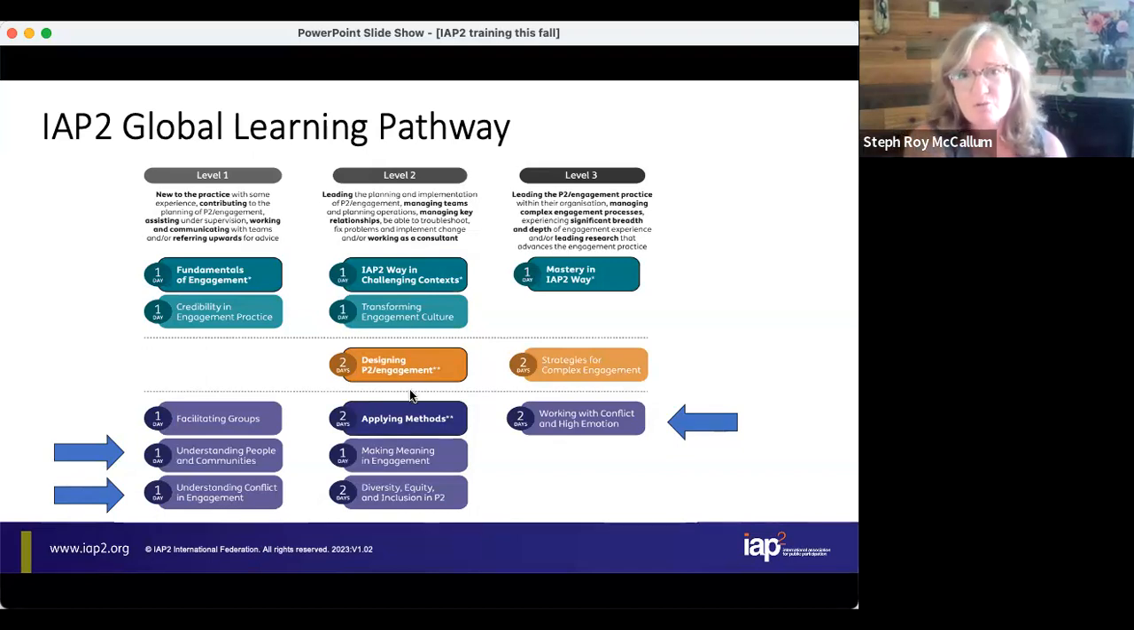If you're a level 2 participant, those are folks who are leading engagement activities. You're often managing teams and managing processes. And sometimes you're working as a consultant, but oftentimes you're experiencing some challenges in the work.